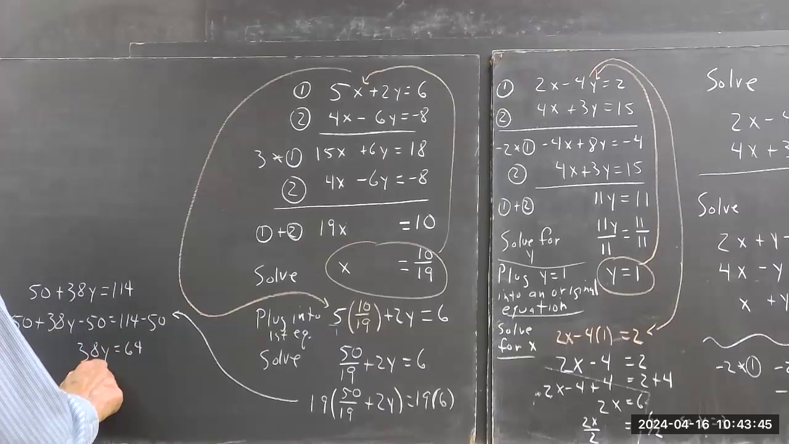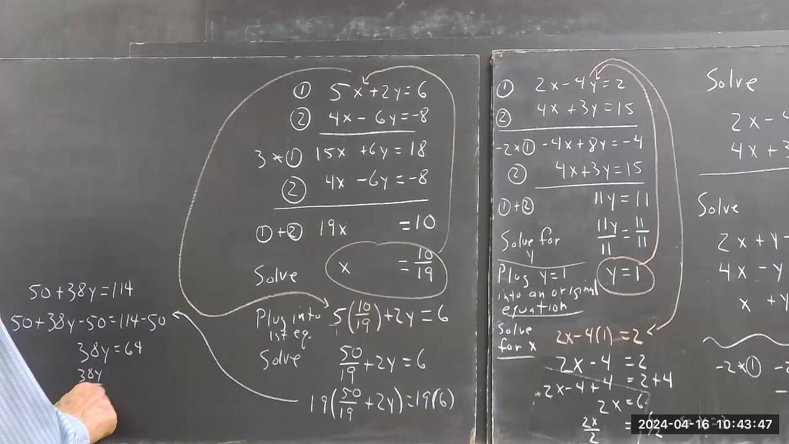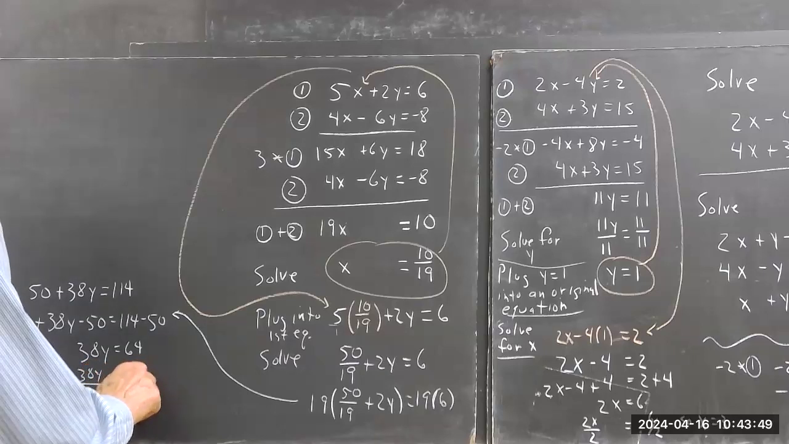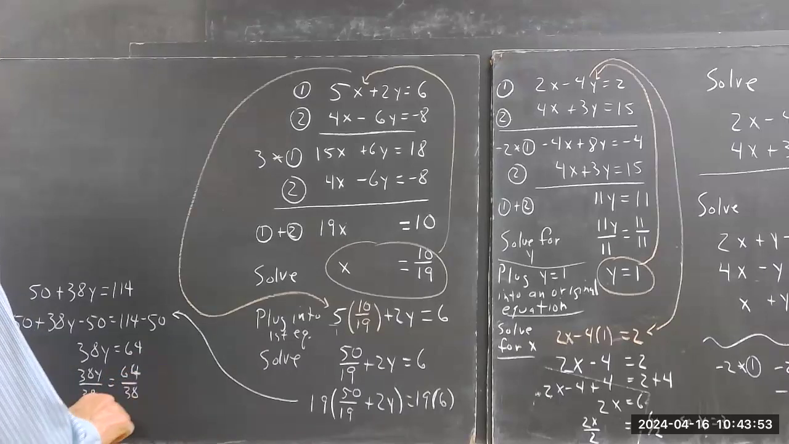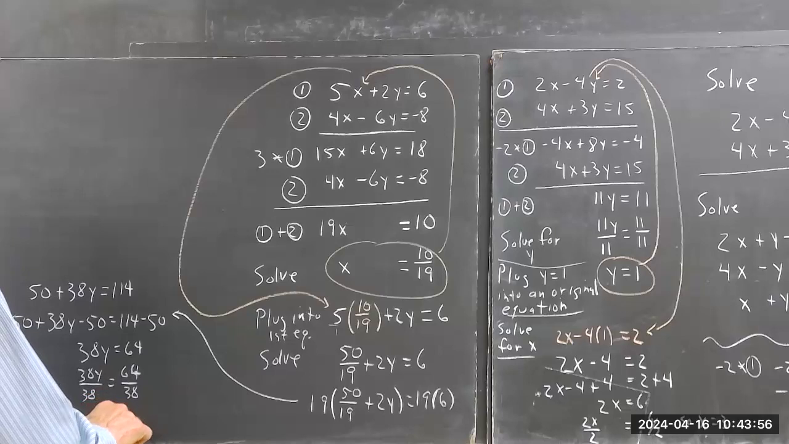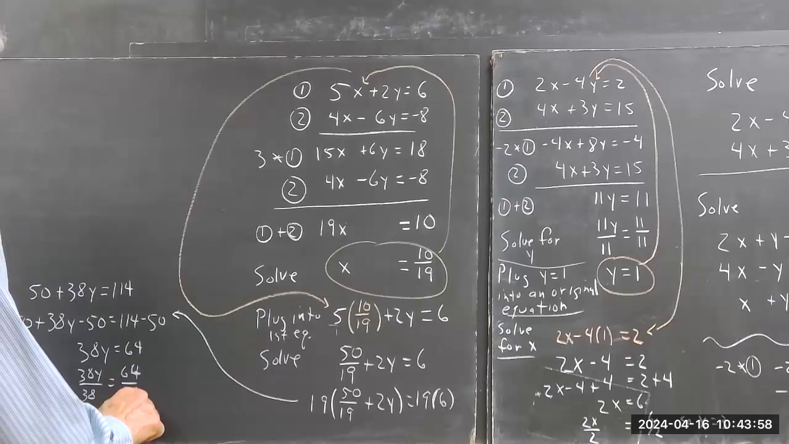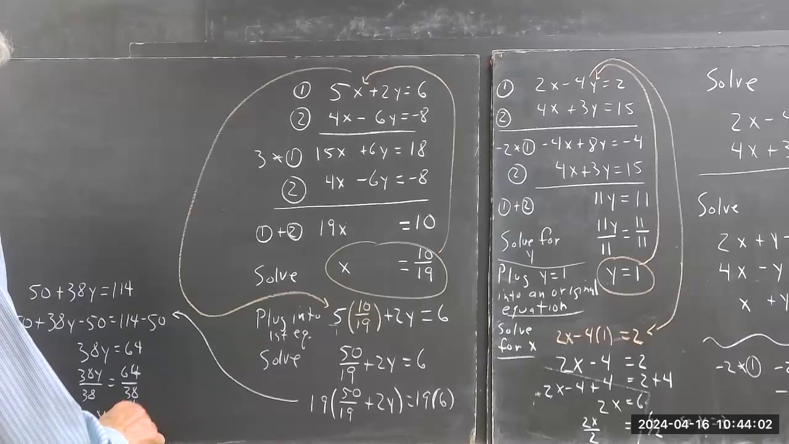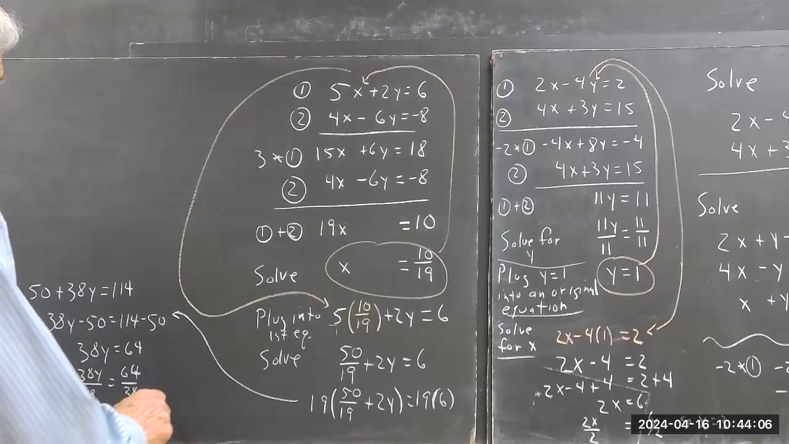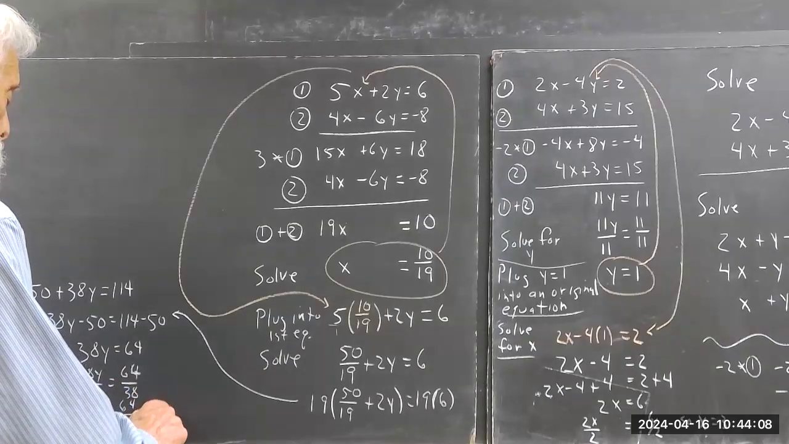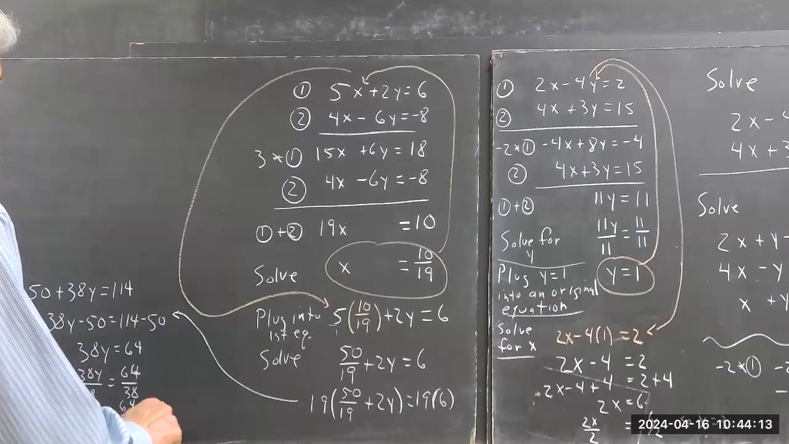So that 38y over 38 will equal 64 over 38. And we get y equals 64 over 38. And of course, 64 and 38 are both multiples of 2. They're both even numbers, so we can divide both by 2, and we get 32 over 19.